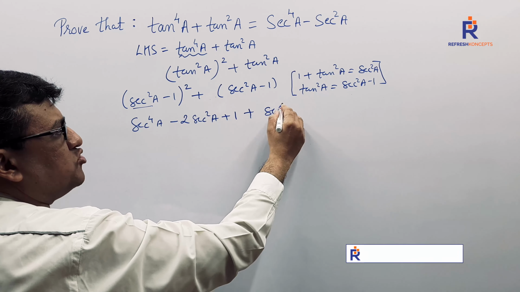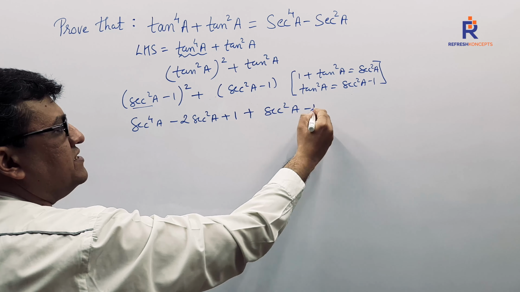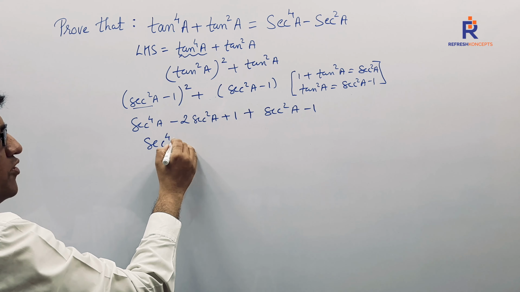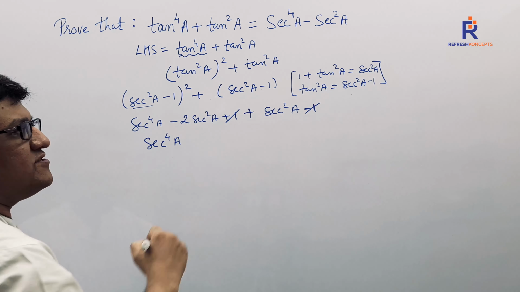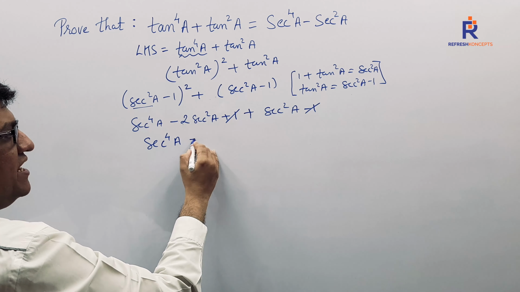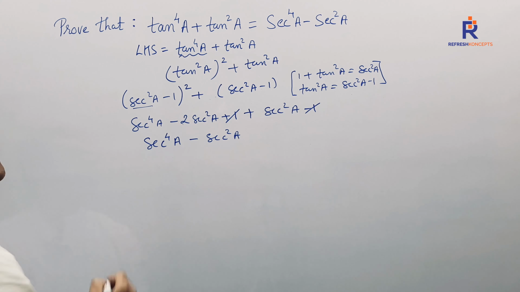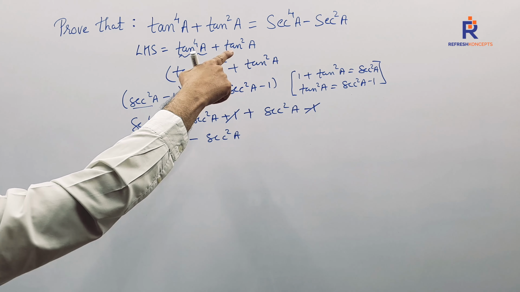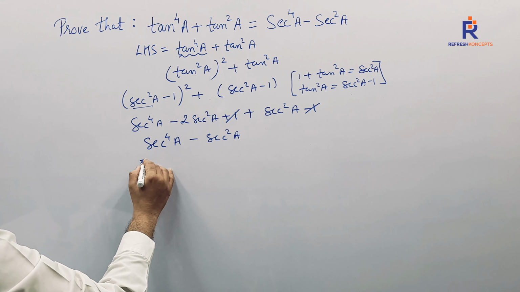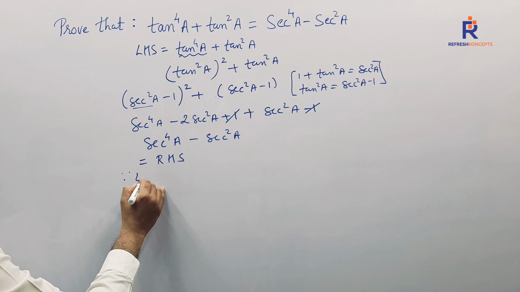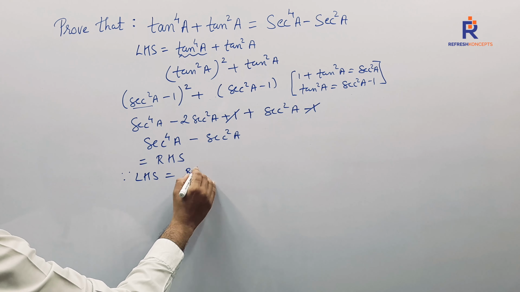Plus, I just need to open this and say sec square a minus 1. Children, sec raised to 4a, plus 1 minus 1 gets cancelled off. Minus 2 sec square a plus sec square a will eventually give me sec square a. That's what we wanted. Indeed. Am I right, children? That's what we wanted, which is my RHS. Since LHS is equal to RHS, I'll write down the entire question.